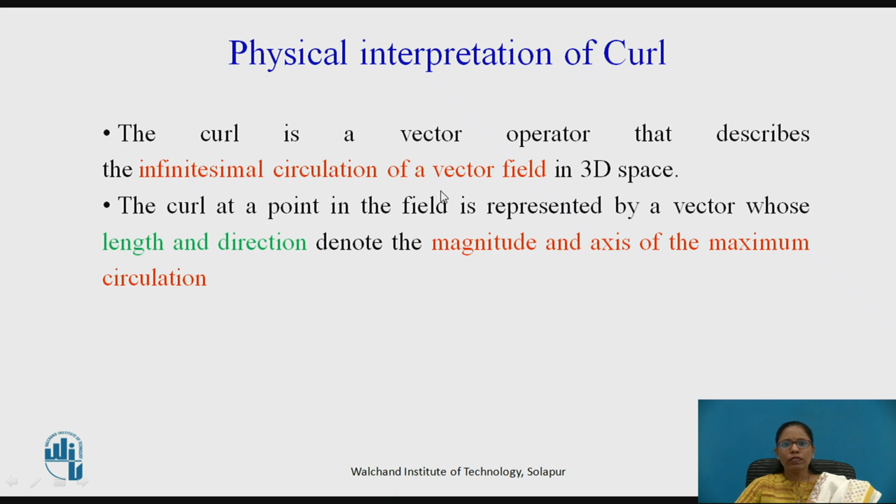The curl is a vector operator that describes the infinitesimal circulation of a vector field in 3D space. Curl at a point in the field is represented by a vector whose length and direction denote the magnitude and axis of the maximum circulation. So it is a vector quantity which has magnitude as well as direction.